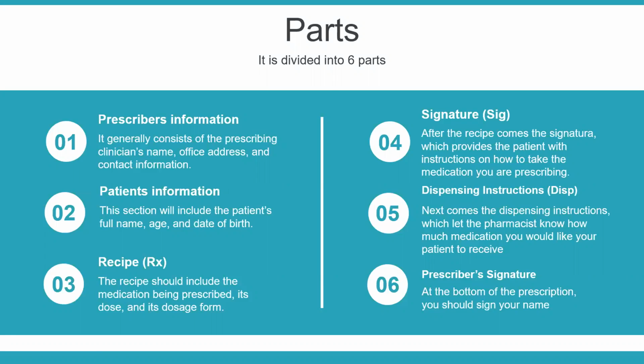Then we have signature. After the recipe, the signature is written, which provides the patient with instructions on how to take the medication that is being prescribed. This would include how much medication has to be taken, how you take it, and how often you take it. For example, if the patient has to take one 650 mg tablet of acetaminophen every 6 hours, it can be written as take one tablet by mouth every 6 hours. That is included in the signature.